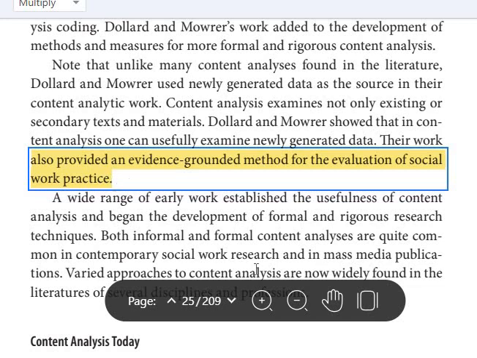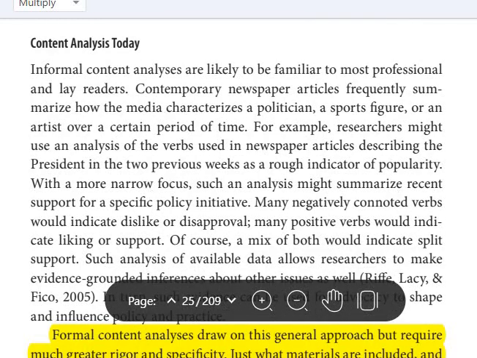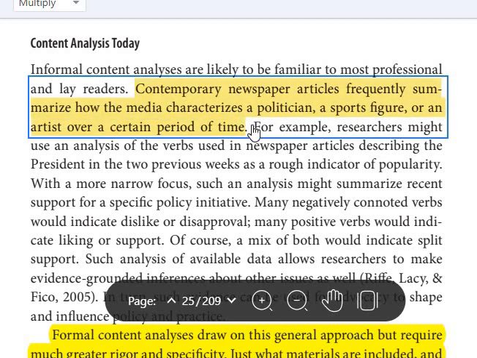Okay, now let's talk about content analysis today. Contemporary newspaper articles frequently summarize how the media characterizes a politician, sports figure, or an artist over a certain period of time. And this is so popular now that you want to analyze a certain person. Okay, there's no problem. So this is called informal content analysis. Many negatively connoted verbs would indicate dislike or disapproval. Many positive verbs would indicate liking or support.